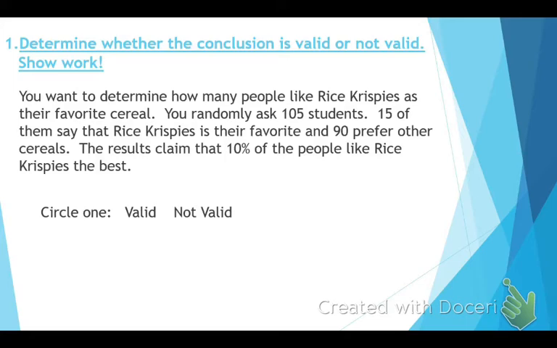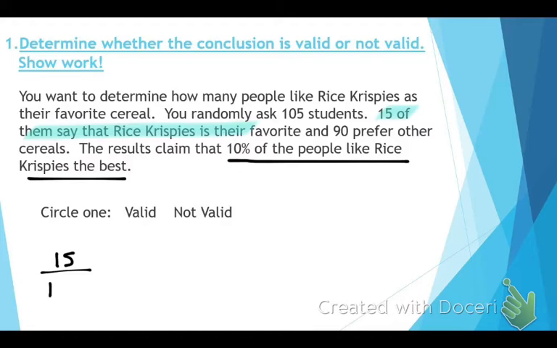Okay, in order to do a problem like this, we're trying to see, is this truthful or not? The results claim that 10% of the people like Rice Krispies the best. When they went out and randomly interviewed people, how many people said that they liked Rice Krispies the best? 15. It says right here, 15 of them say that Rice Krispies is their favorite. So that's 15 out of how many total people did they ask? 105. Guys, what's 15 divided by 105?